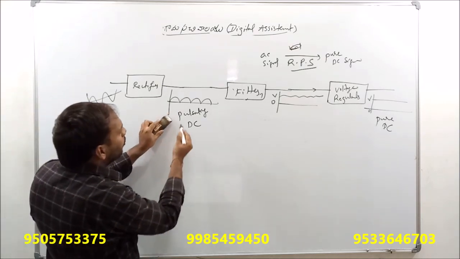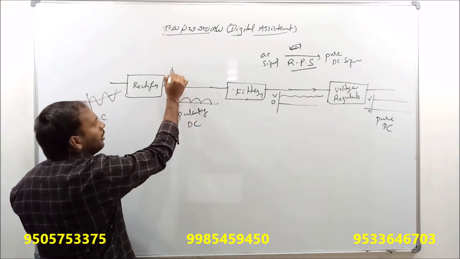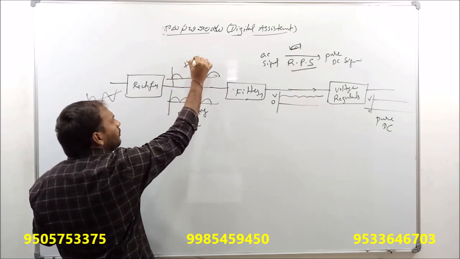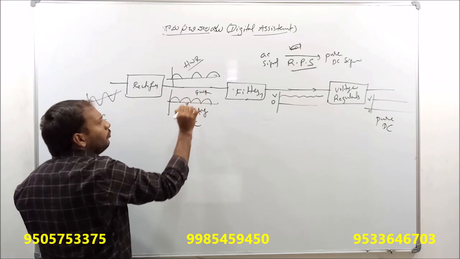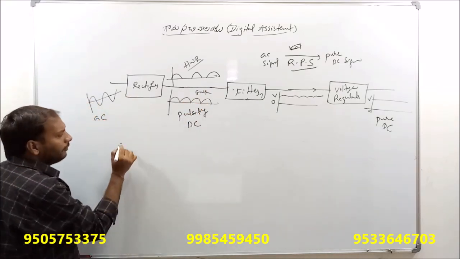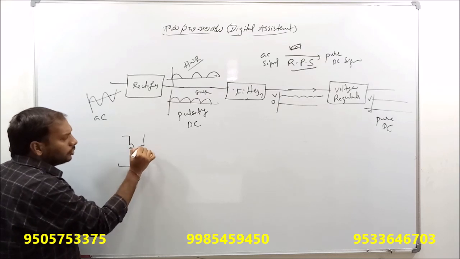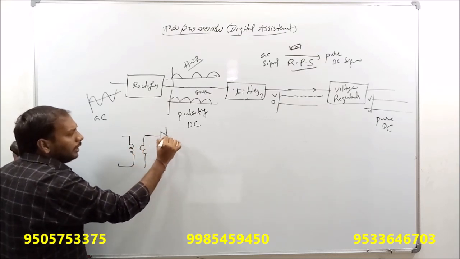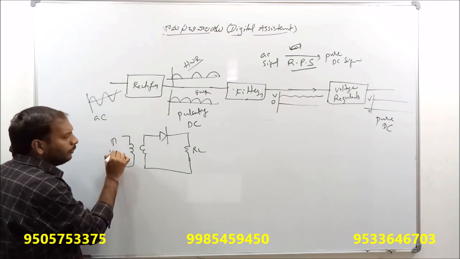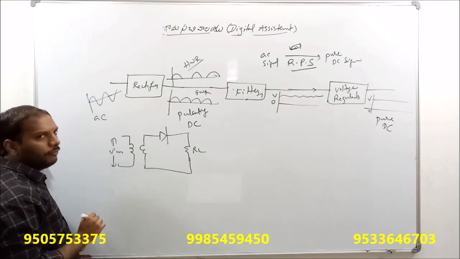Here the output is pulsating DC. What I have drawn here, you may get in two different ways. This is the half wave rectifier output and this is the full wave rectifier output. The circuit of the half wave rectifier is something like this. You have only one diode connected and a resistor RL, and you have given the input like this. So this is a half wave rectifier.